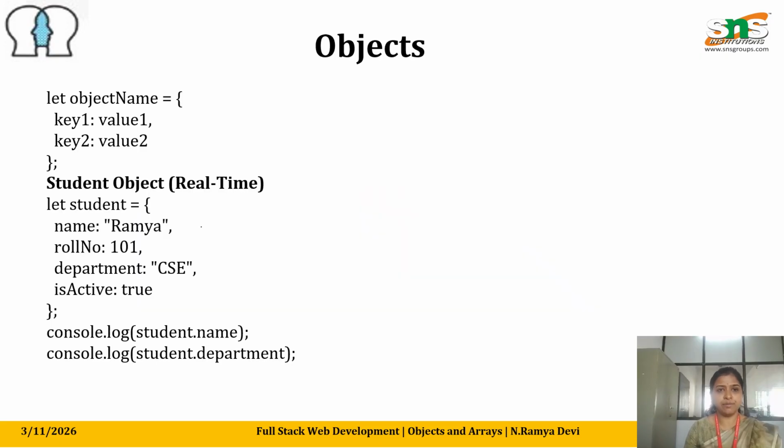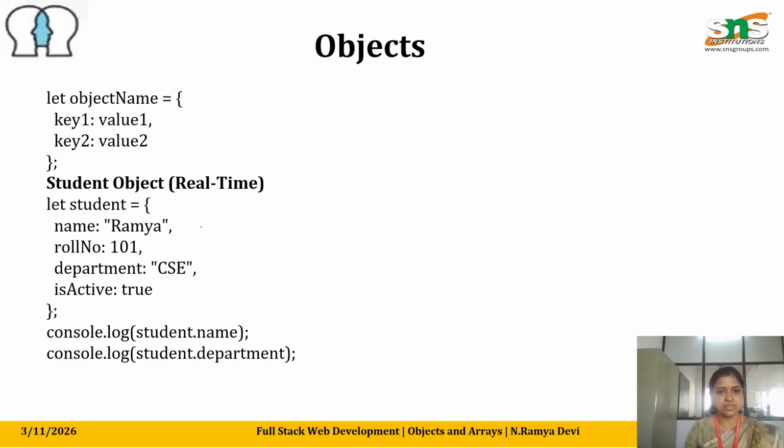So here, this is an example of an object. Student is considered as the object name. It has properties like name, roll number, department, and whether it is active or not. So here we have all the related key values for it.